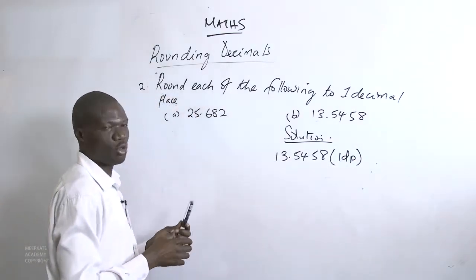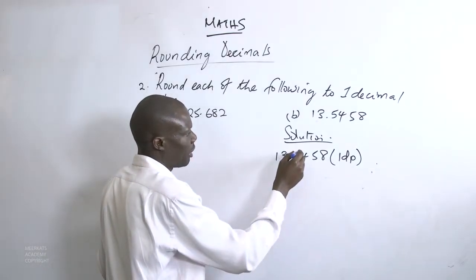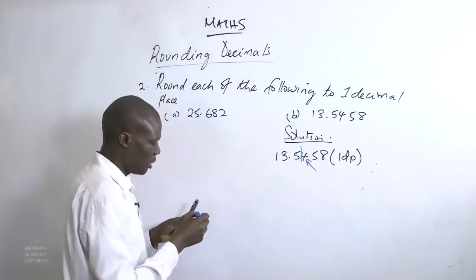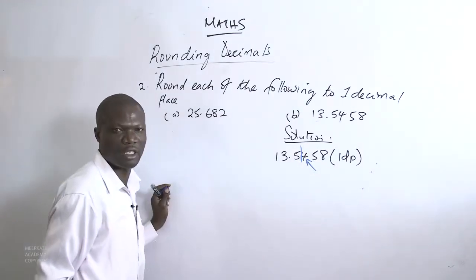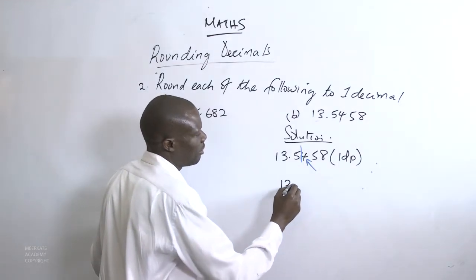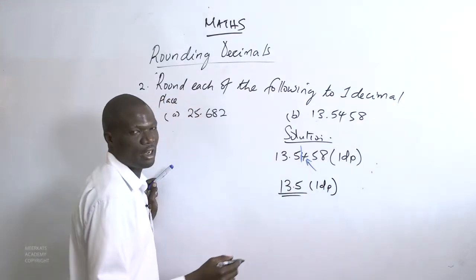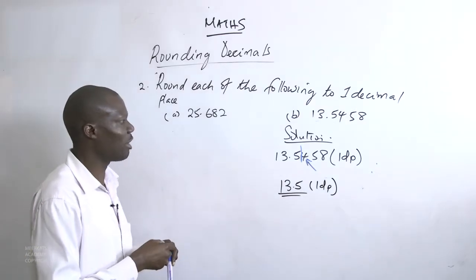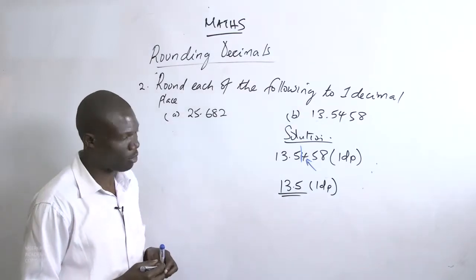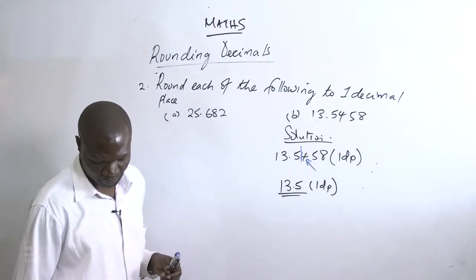So just like others, we identify where we shall have our cutting and where we shall have the critical digit. So this is where we shall be cutting, and 4 is our critical digit. So 4 is less than 5. Then if 4 is less than 5, our answer will be 13.5, correct to one decimal place. And that means all the other decimal places that we have, we shall not consider them here. We only take what we require. So that is correct to one decimal place.